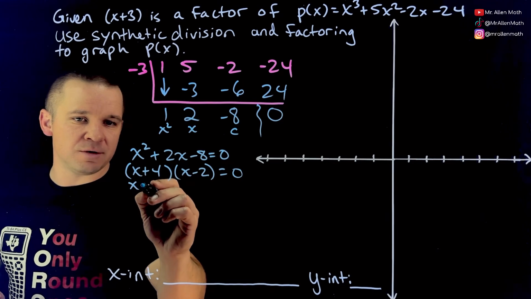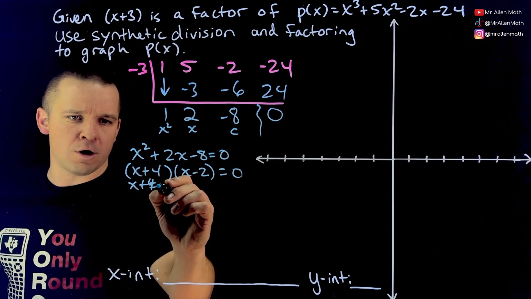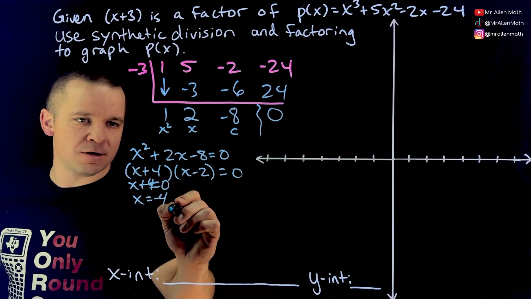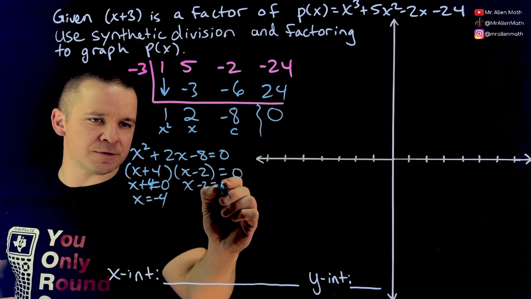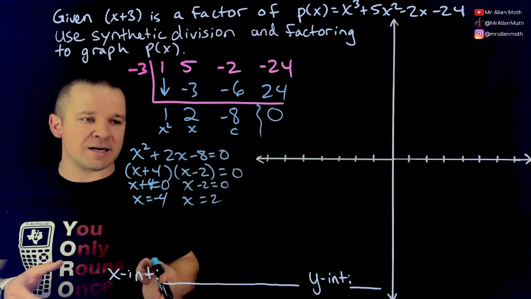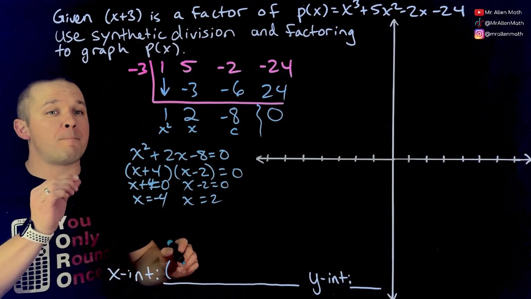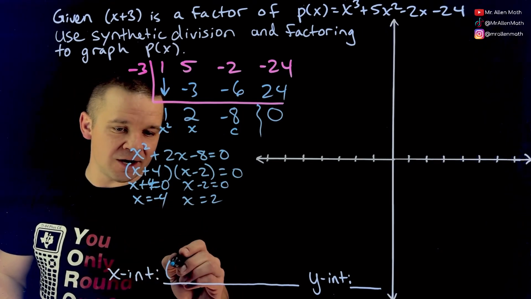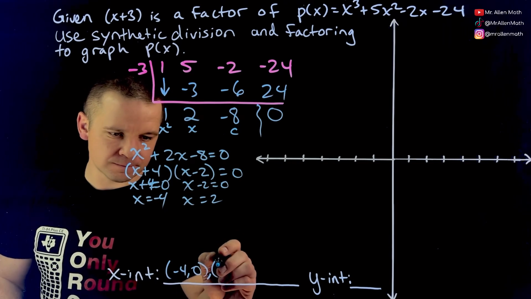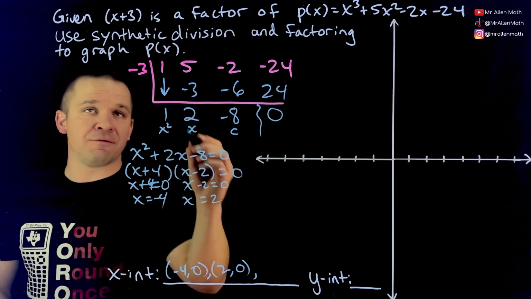So now I can set these two equal to 0. x plus 4 equals 0. Subtract 4, I get x equals -4. And then x minus 2 equals 0, x equals +2. So I've got all of my x-intercepts here. Let's write them as intercepts. Intercepts are always ordered pairs, okay? So I have (-4, 0), (2, 0), and then (-3, 0).